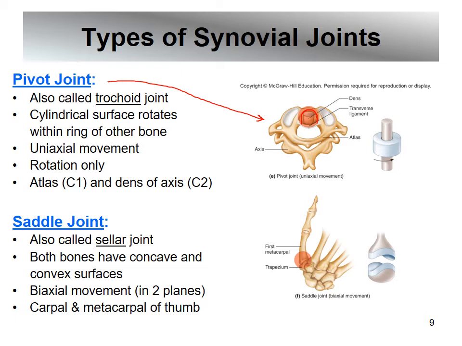And then finally, the saddle joint. This is a really interesting one. It is at the base where the metacarpal of the thumb articulates with the carpals. It forms this little saddle joint. It is what allows us to have opposable thumbs and to be able to grab things.